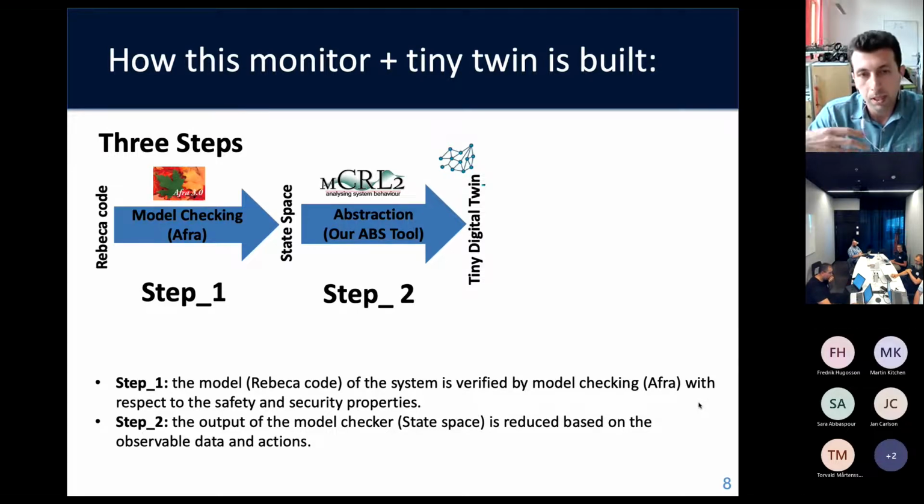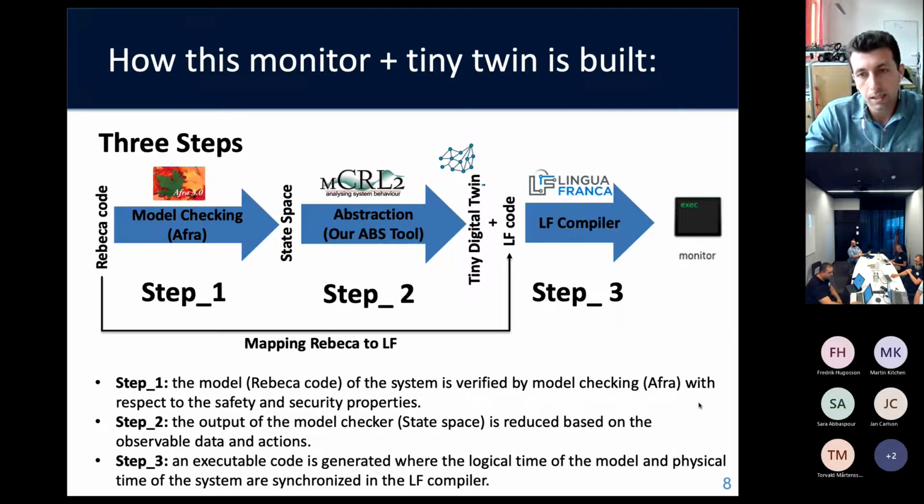So this state space will be reduced, or abstracted, based on the observable data for the monitor. And finally, by this abstraction tool, we generated one tiny twin, which we call a tiny digital twin because it's abstracted, and we place it in the monitor. We generate or produce this monitor with the LF compiler.